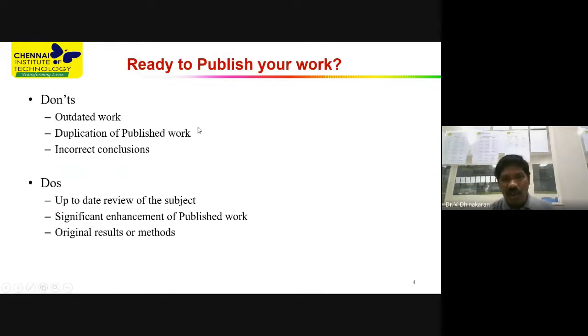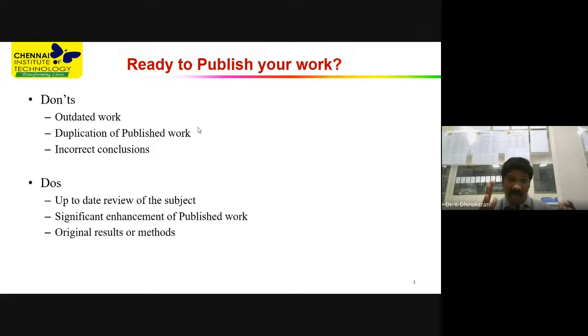Now, how to publish quality work? If you are ready to publish your work, what are the do's and don'ts? You should not publish outdated work. You should not publish a duplication of work which was published by others. You should not publish work which has incorrect conclusions. If you have written some research article and it is outdated, during the literature review itself you will find whether your work is worthy or not, whether the work has already been published or not, and whether it is outdated or not. You will come to understand.